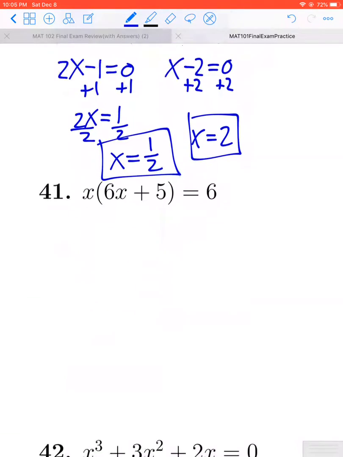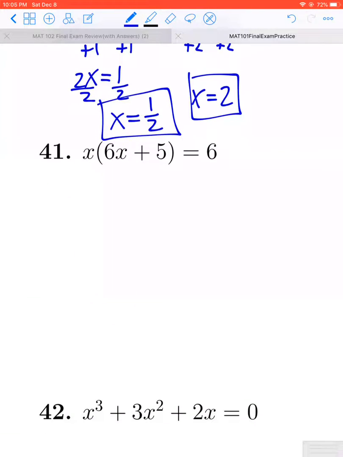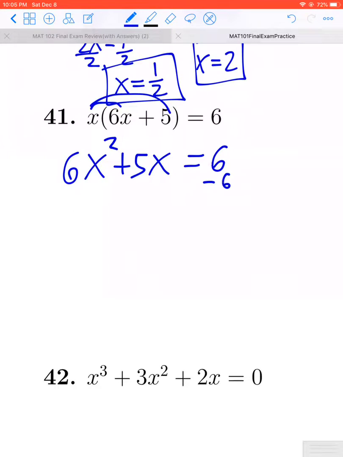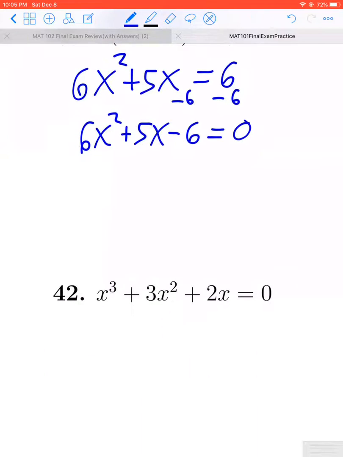Let's take a look at number 41. We don't have one side equal to 0 yet. First, let's begin by simplifying the left-hand side to get rid of that parenthesis. If I distribute, I'm going to get 6x squared plus 5x equals 6. I can now subtract 6 from both sides. I get 6x squared plus 5x minus 6 equals 0.